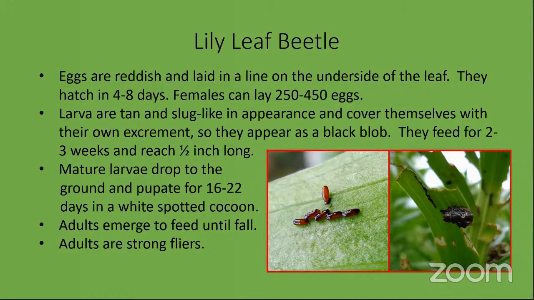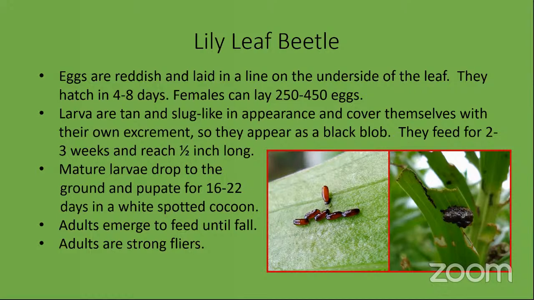You won't see the larvae themselves. It looks like a piece of a black blob, and what it actually is, they cover themselves with their own excrement. So it appears as this black blob. It's really gross. They feed for 2 to 3 weeks and reach a 1/2 inch long.